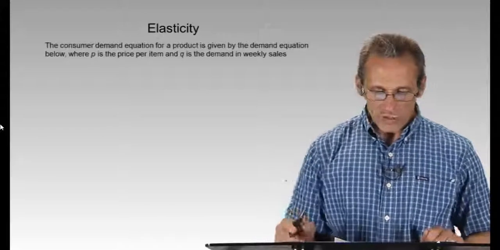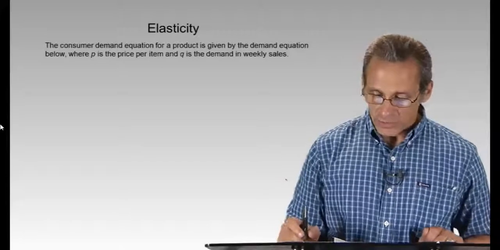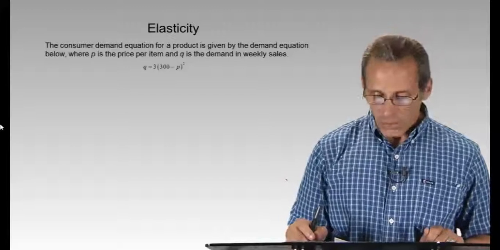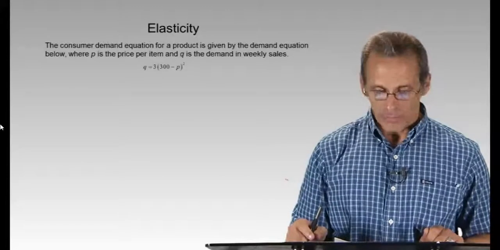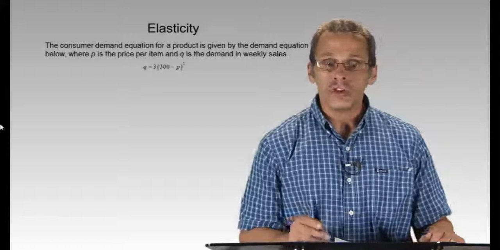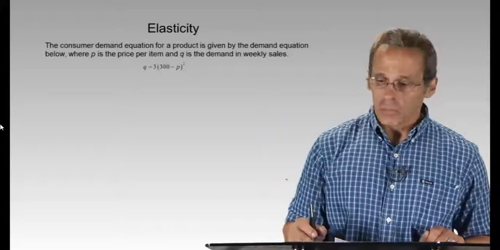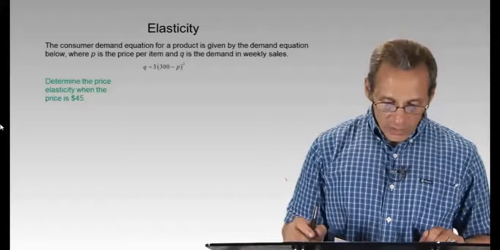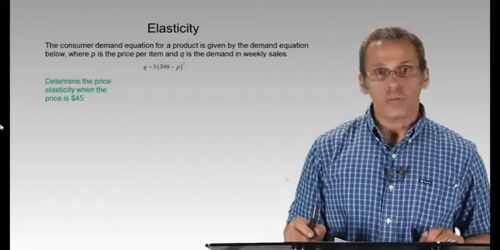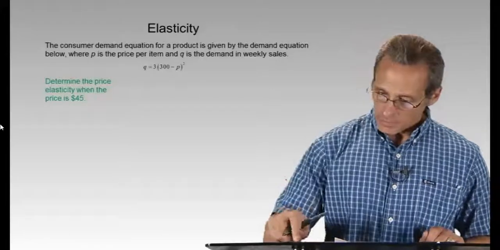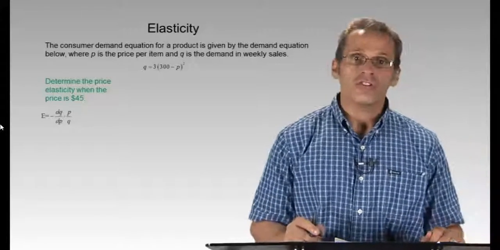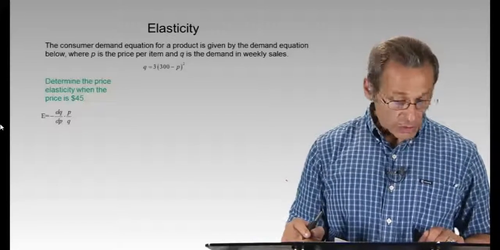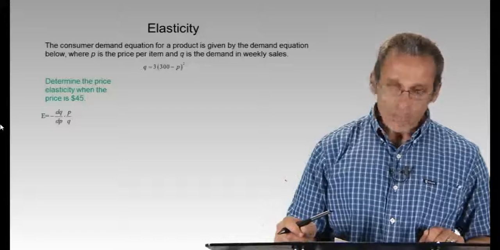First example says the consumer demand for a product is given by the demand equation below. Q equals 3 times the quantity 300 minus P squared. P is the price per item, and Q is the demand in weekly sales. First, let's determine the price elasticity, where we set the price at $45. So, again, the elasticity calculation is negative the derivative of Q with respect to P times P over Q.